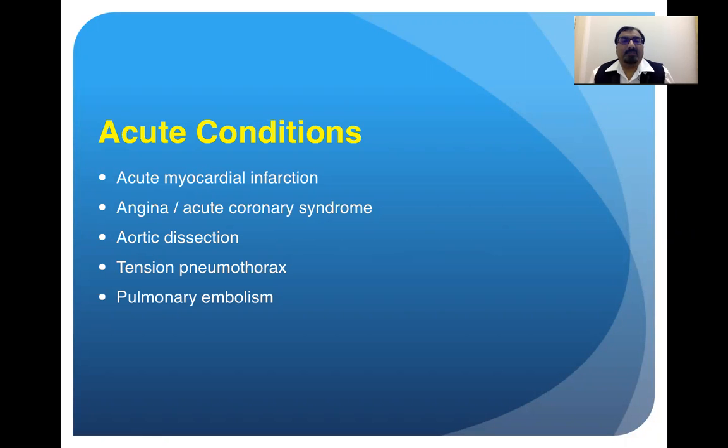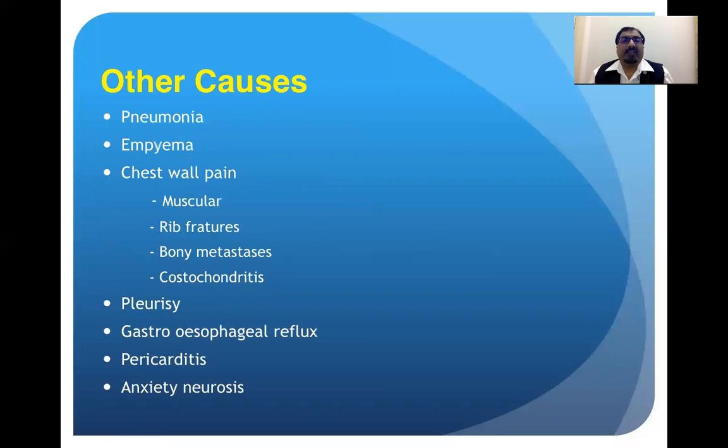Looking at the acute part of this, acute myocardial infarction is one of the prime things which we need to diagnose. Apart from that, angina or dissection of the aorta, this is another important condition which we need to keep in mind. Then tension pneumothorax, pulmonary embolism. Then there are some other causes. Pneumonia is one of them. Empyema, chest wall pains, which is another differential diagnosis.